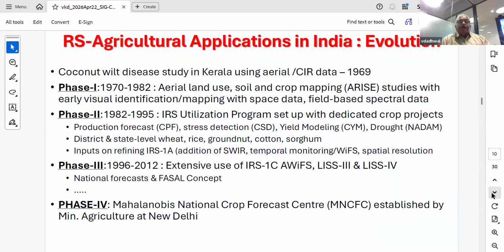In India, the first experiment was done in 1969 in Kerala for detecting coconut wilt disease. In phase 1, aerial data was used for crop identification. In phase 2, production forecast, stress detection and yield modeling were done. Phase 3 was when the IRS-1C AWiFS multi-level satellite data was there. National forecasts were made, and since 2014, the Mahalanobis National Crop Forecasting Centre does it. So this is the way agriculture remote sensing has evolved in India.